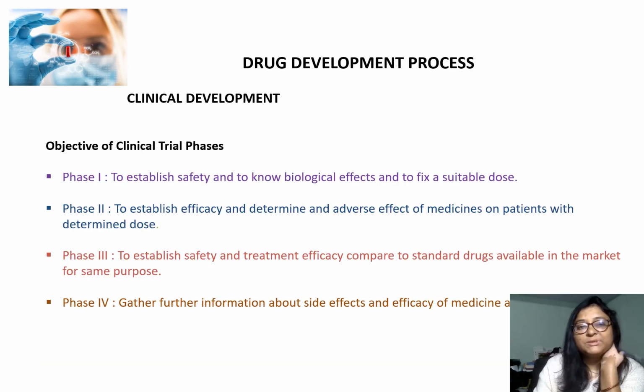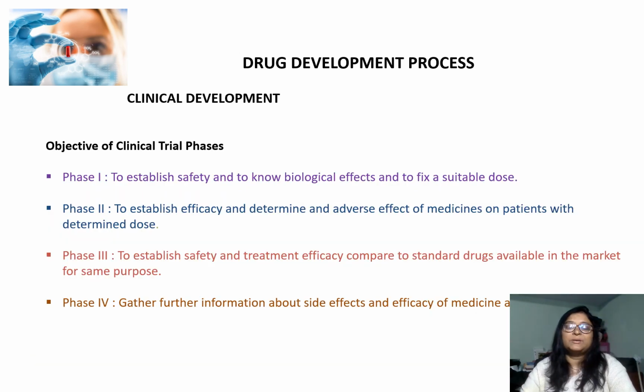Now we will see what the objective of the clinical trial phases is. Why is the preclinical trial done, and why is the clinical trial done? The preclinical trial is done basically to see the toxicity level of any newly developed drug, which we already discussed. And what is the objective of the clinical trial phases? Clinical trials have 4 phases, and each phase has its own objective.